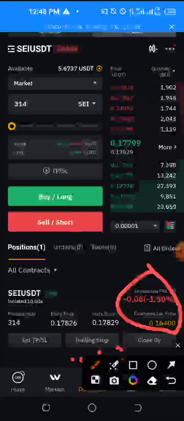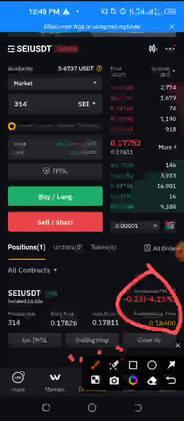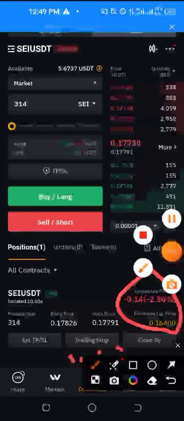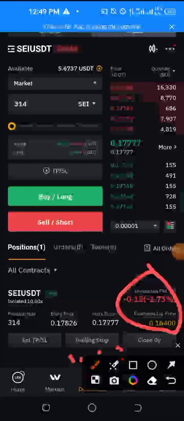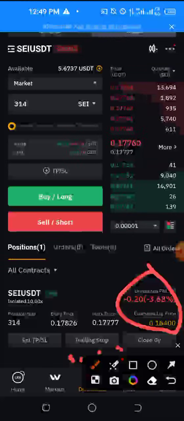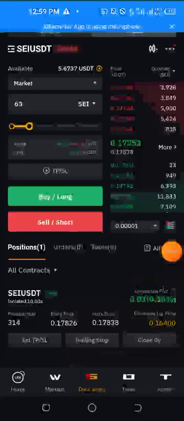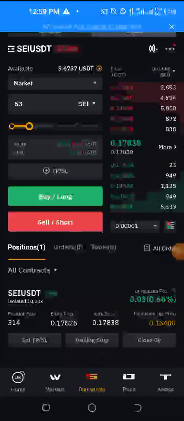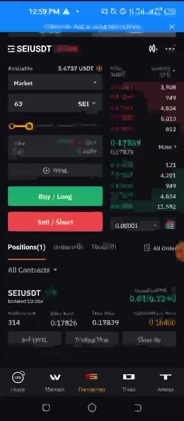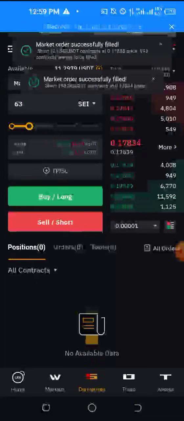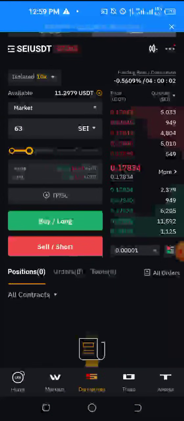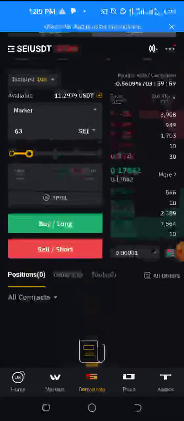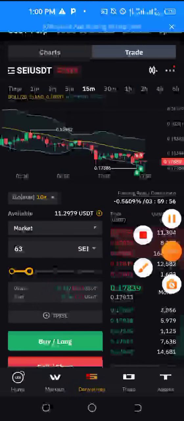So wait for it to go back into profit. I close and enter again. Waiting for it to go back to profit. So all you just need to do is give it time. As it begins to grow, you close in profit to enter the market again. Voila. So you see, you close in profit. So that's how you keep picking your trades, gradually, gradually.